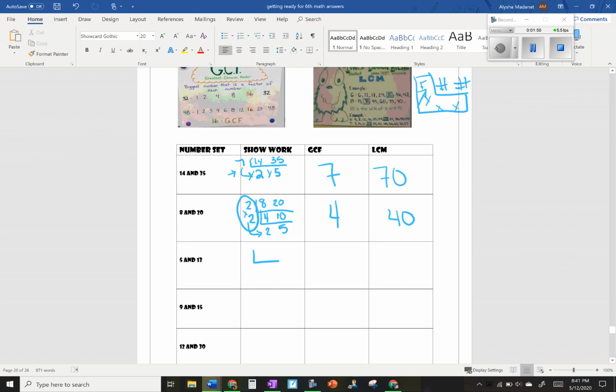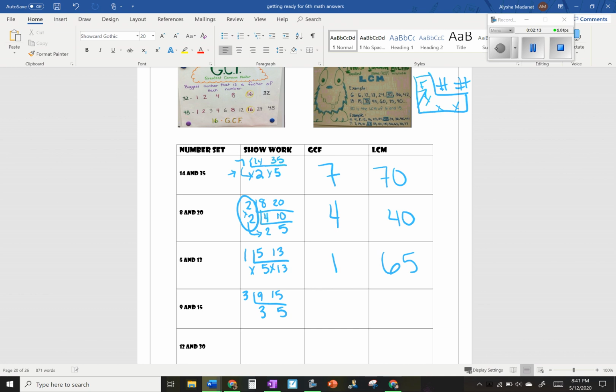5 and 13. So 5 and 13 are prime numbers, so the only common factor they have is 1. So all you have to do is multiply them together to get your LCM. So your GCF is 1, and then you're going to do 5 times 13, which would give you 65 for your LCM.